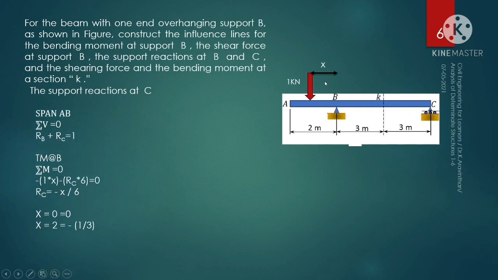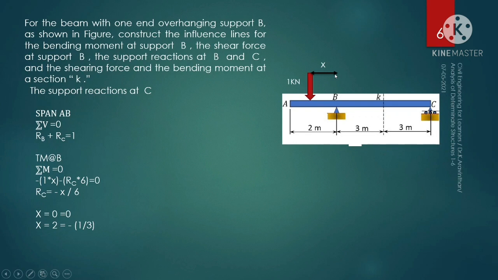Let us provide a unit load on the left hand side of point B. For span AB, we have provided a unit load which is at a distance X. You can take X from the origin, which I explained in the previous problem. You can take X at any point, but it affects how you substitute to get the answers. So for better understanding, in this problem I have taken X from point B.